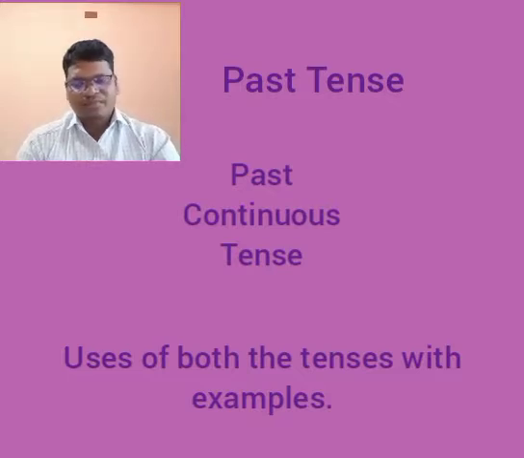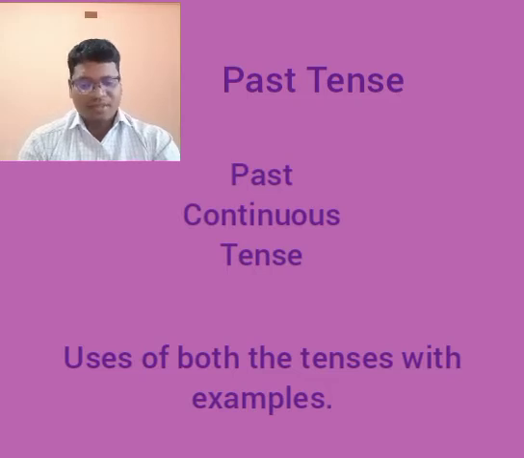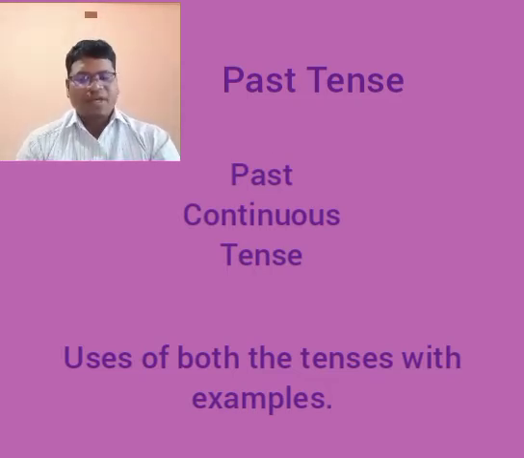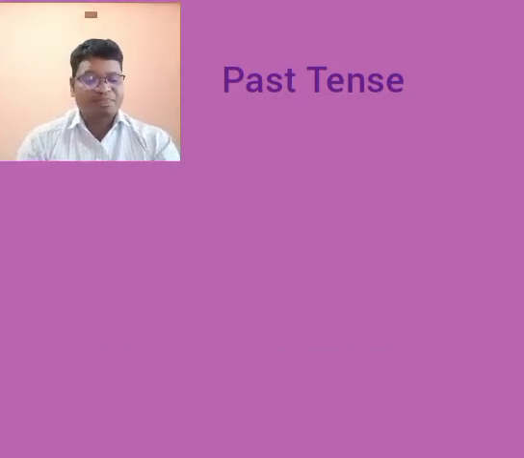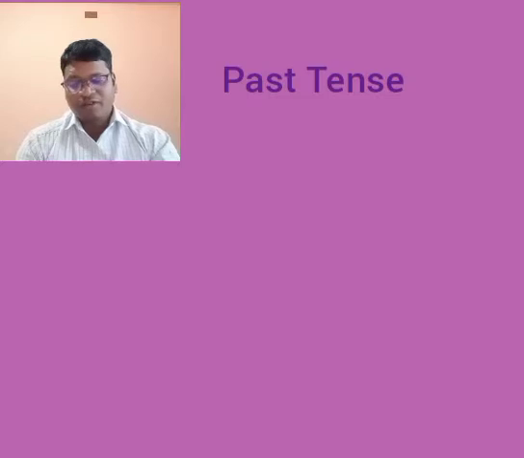As you know, the past tense talks about an action that took place in the past and is completed. It also expresses habitual actions in the past. This tense uses the past form of the verb with all the subjects.